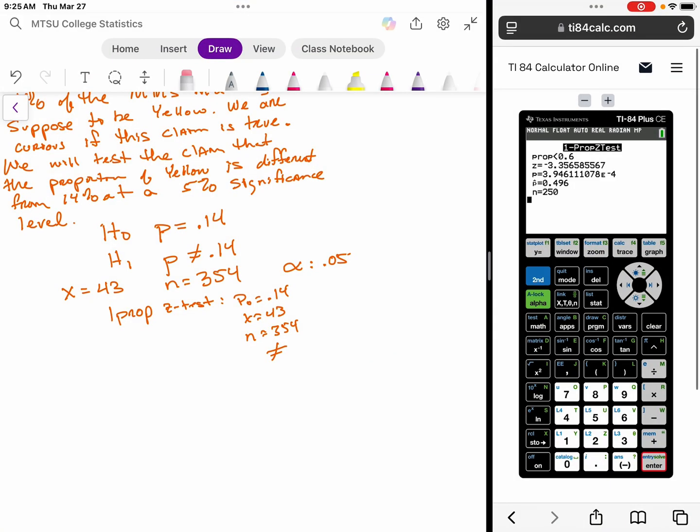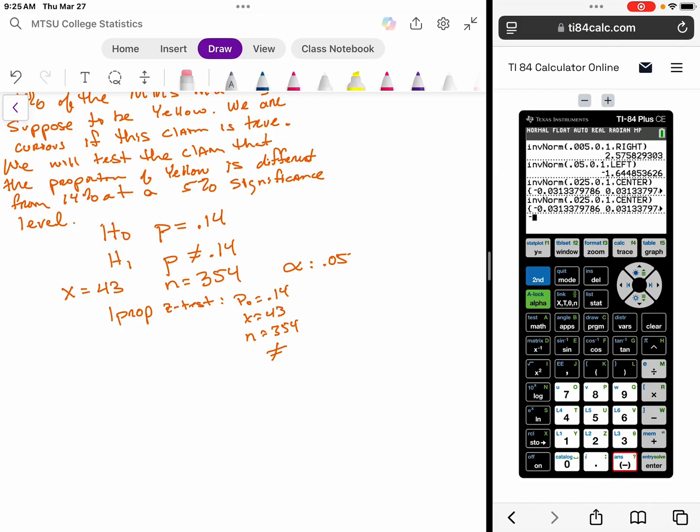As I grab my calculator screen, there we go. We're going to go stats over to one prop z-test. And we're going to enter 0.14, and 43 were yellow out of 354. Again, that's a big difference in those two numbers, so I'll be curious. Then my p-value, which way am I going? Hit enter, and I hit the negative sign. Daggone it. I got to redo that. My apologies. Could have kept all the stuff.